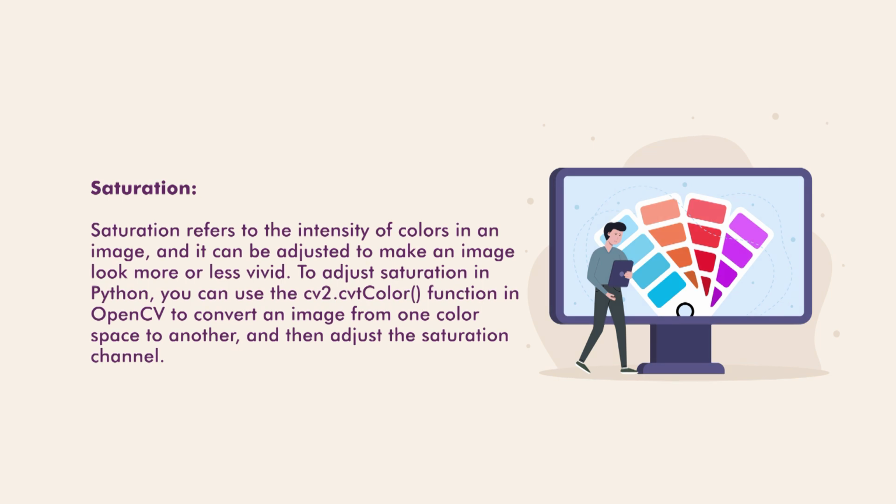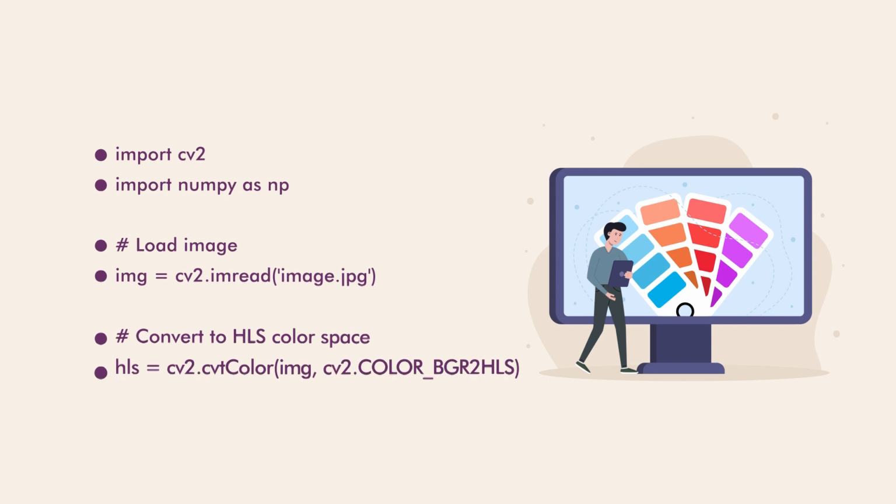So, next is saturation. What is saturation? Saturation refers to the intensity of colors in an image, and it can be adjusted to make an image look more or less vibrant. To adjust saturation in Python, you can use the cvtColor function in OpenCV to convert an image from one color space to another and then adjust the saturation channel. For example, to increase the saturation of an image using the HSL color space, you can use the following code. You have to apply this code on your system and you can get the output.